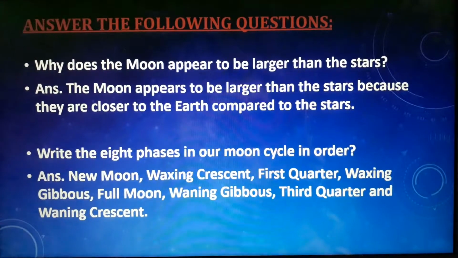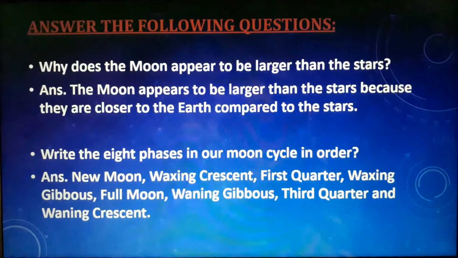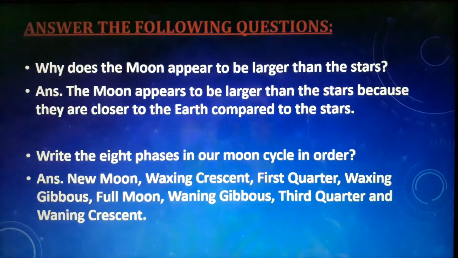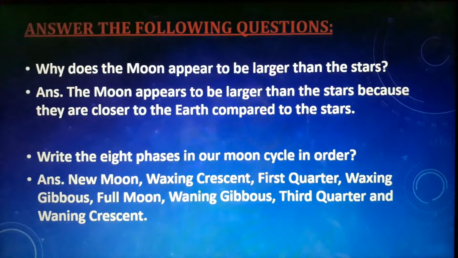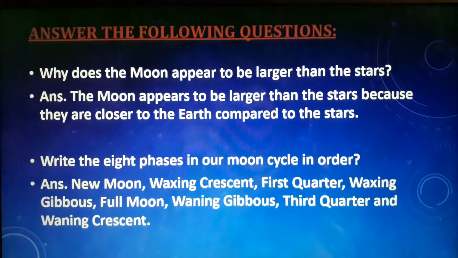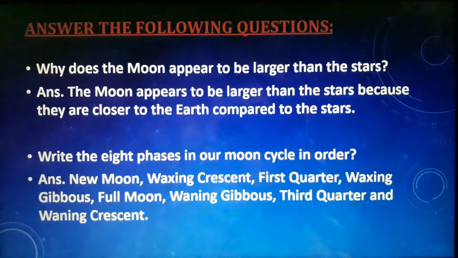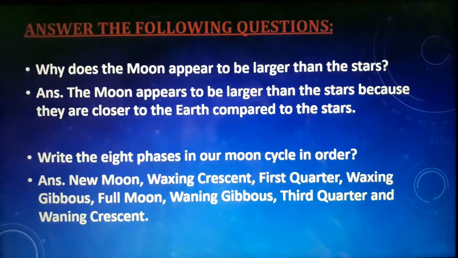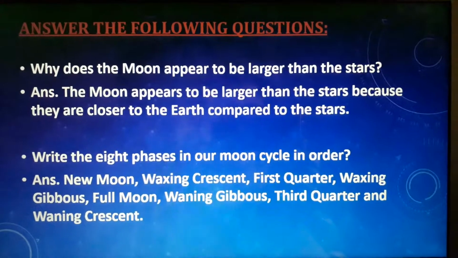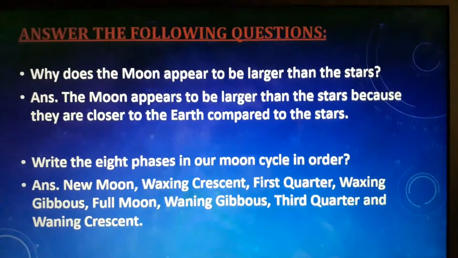Why does the moon appear to be larger than the stars? The moon appears to be larger than the stars because it is closer to the earth compared to the stars. Write the 8 phases in our moon cycle in order. Answer: new moon, waxing crescent, first quarter, waxing gibbous, full moon, waning gibbous, third quarter and waning crescent.